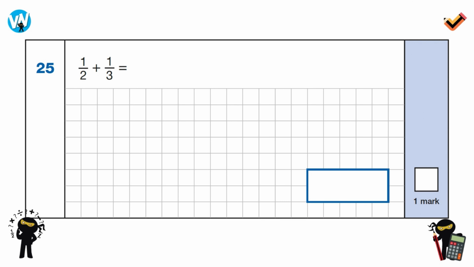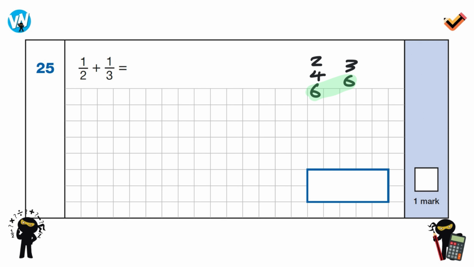Again, question 25, so quite far on in the paper: a half add a third. Hopefully we're spotting that 6 is the common denominator. I'm just going to do it: 2, 4, 6, 3, 6. The two denominators were 2 and 3, so we do the 2 times table and the 3 times table, and very quickly we see that the denominator is 6. So we go straight into autopilot.